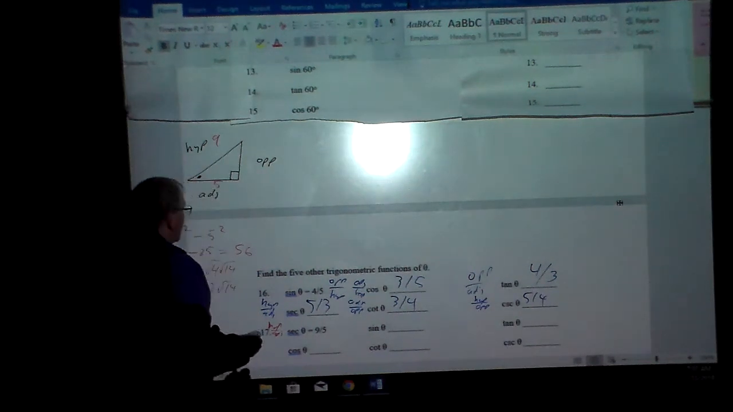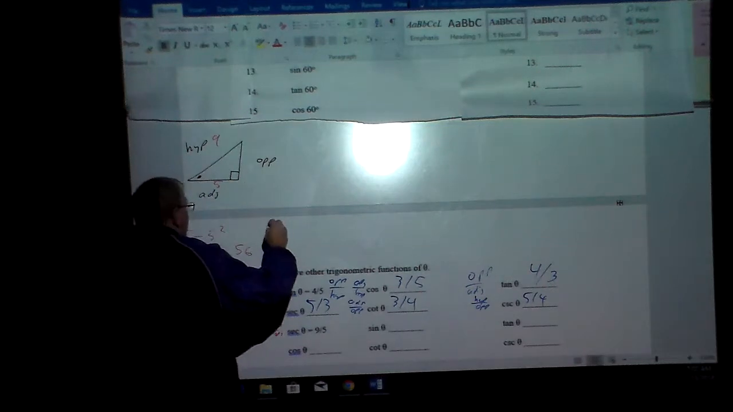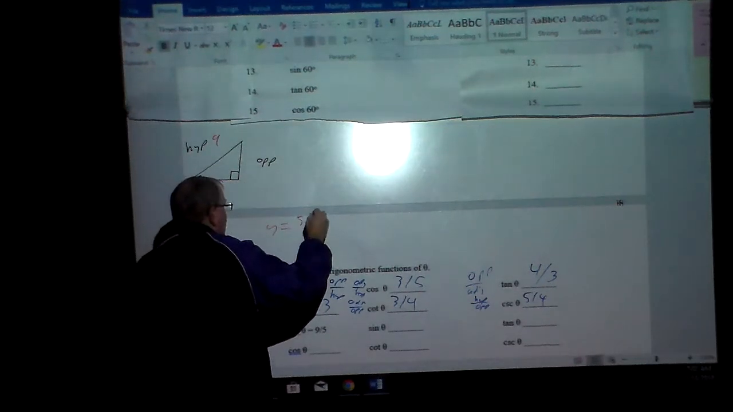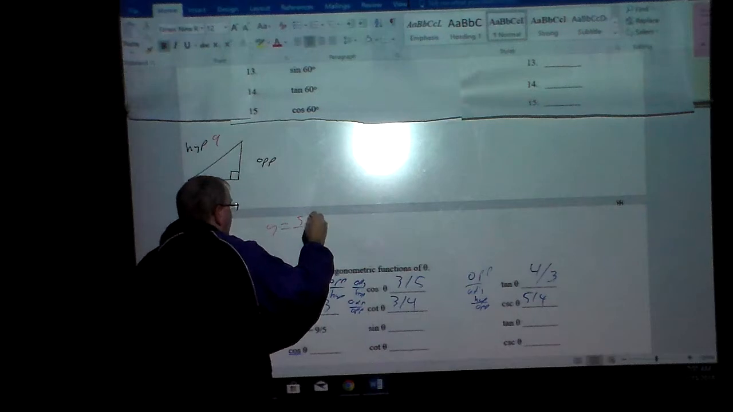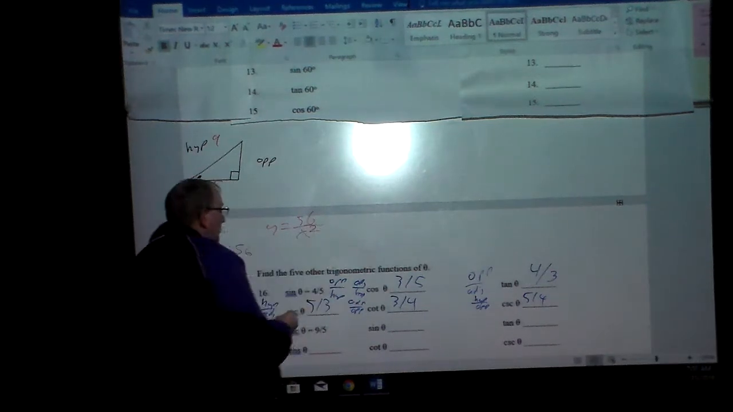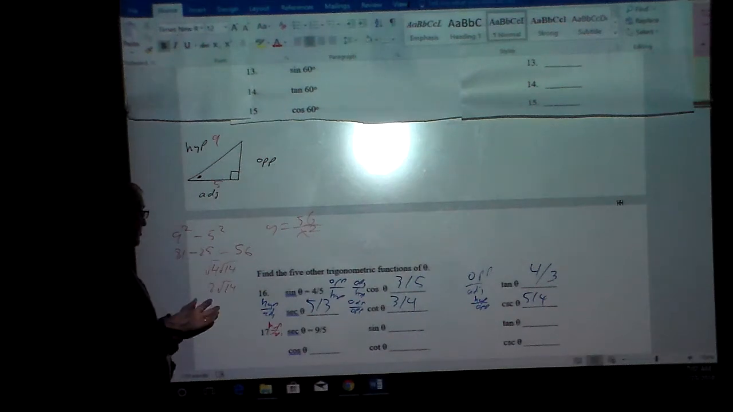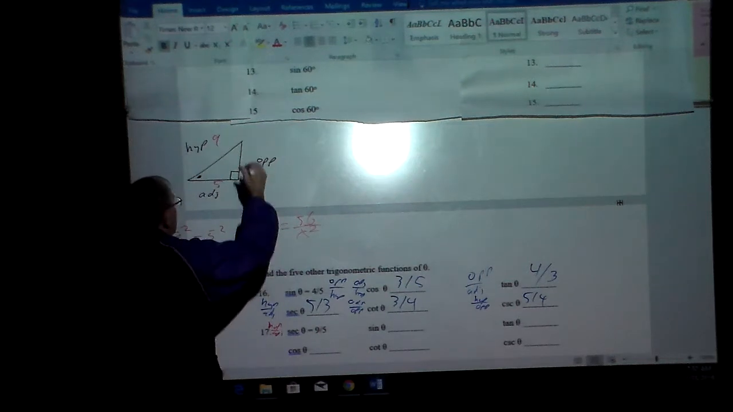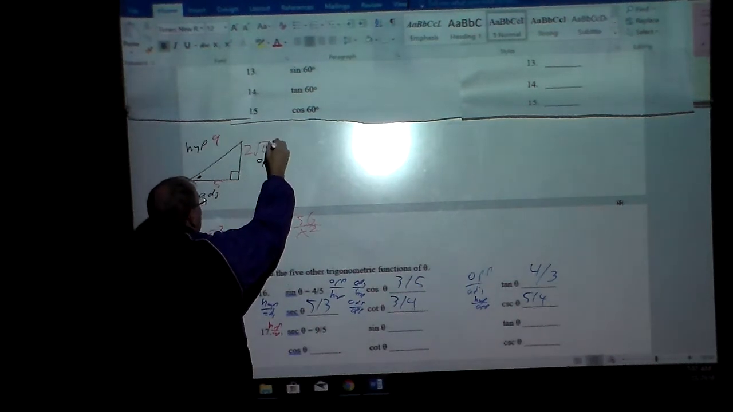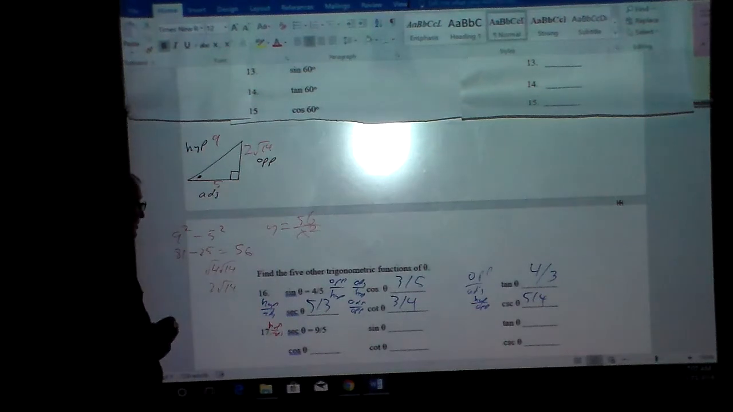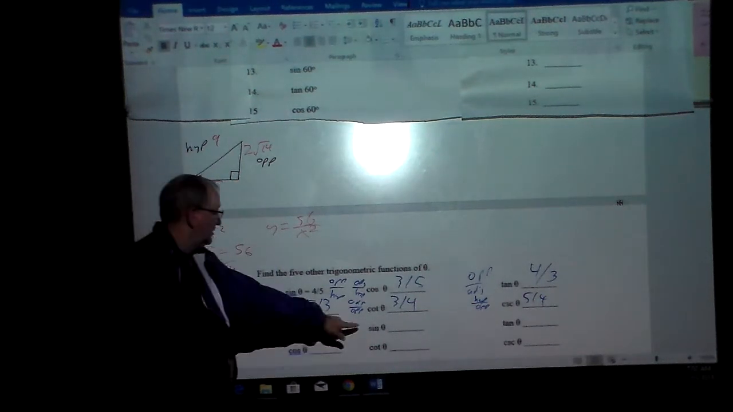Or you could go to your y equals in your calculator and do the square root of 56 divided by x squared, and look at your table. The last place where you have decimals is your correct answer. Where you don't have decimals, that's your correct answer, which would be 2 and 14. Making this one 2 square roots of 14, which is going to create a little bit of some problems down here. So first off, let's do sine.